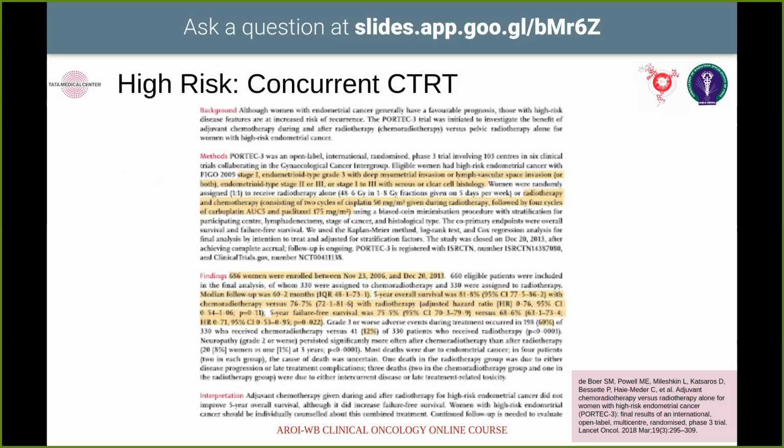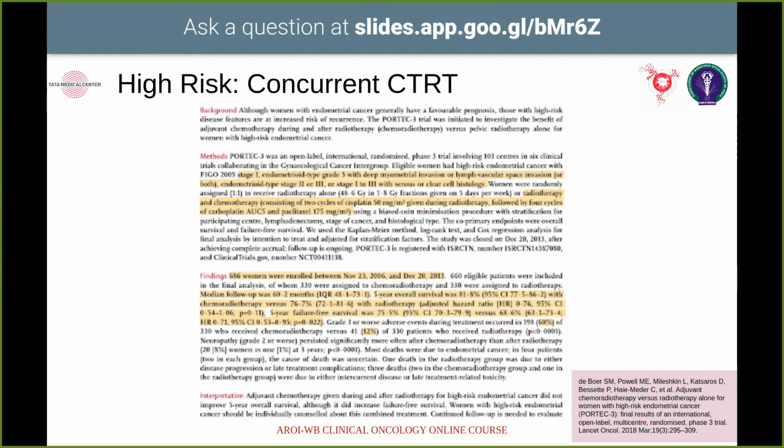What about concurrent chemoradiotherapy? Concurrent chemoradiotherapy was investigated by the PORTEC-3 trial. And this is an important trial for you to remember. What they did in this trial was that they recruited patients who had stage 1, grade 3 endometrial cancer with deep myometrial invasion or LVSI, or stage 2, stage 3 patients, or patients who had serous or clear cell histologies. They were treated with radiotherapy and chemotherapy, the concurrent chemotherapy being delivered in the dose of 50 milligrams per meter square twice during radiotherapy. It is important. Please remember that this concurrent chemoradiation regimen is not the same as the regimen that we use in cervical cancers. This was followed by 4 cycles of carboplatin and paclitaxel.